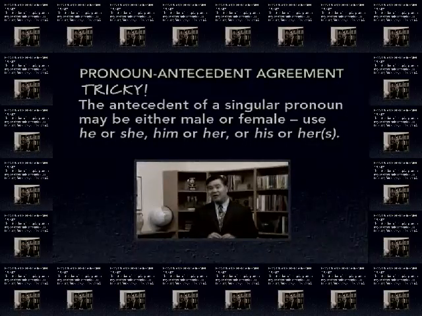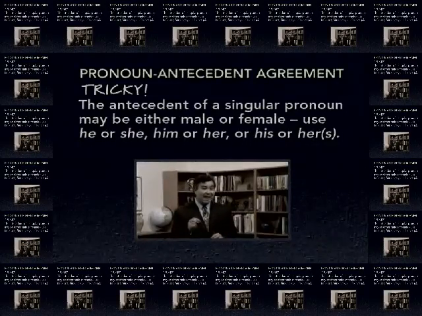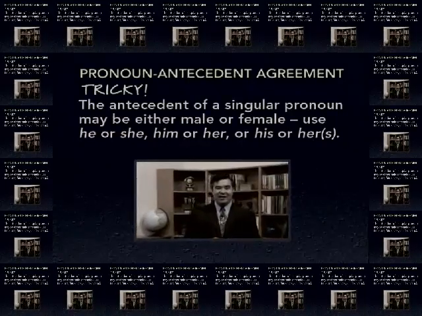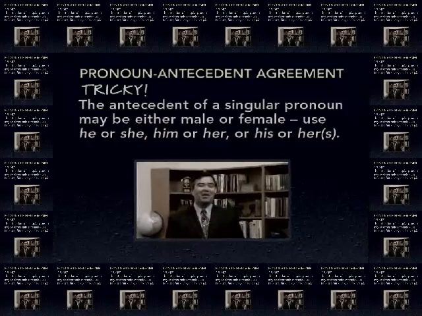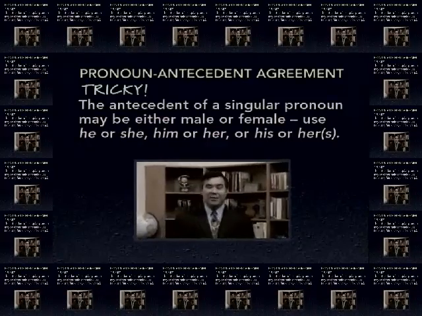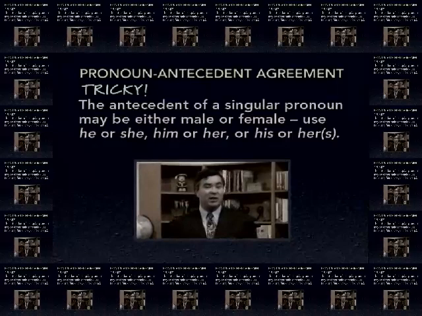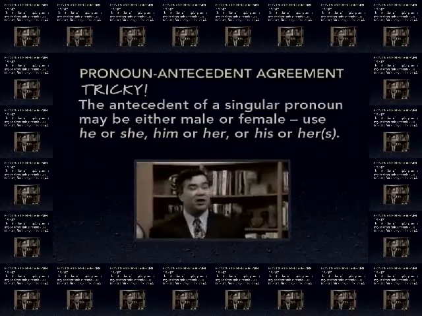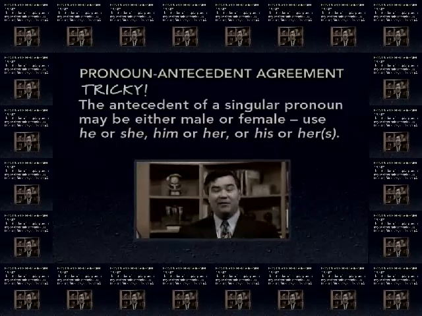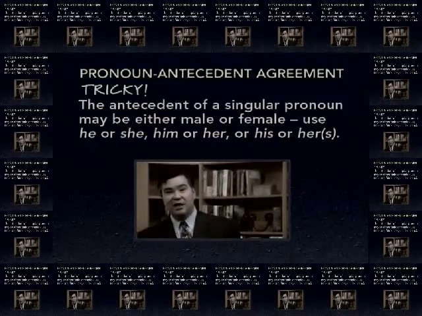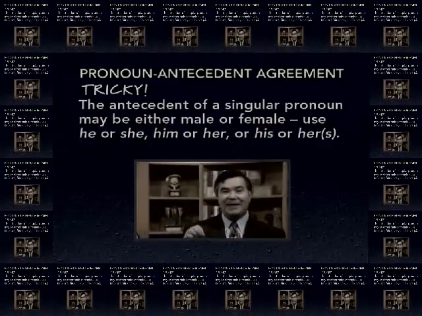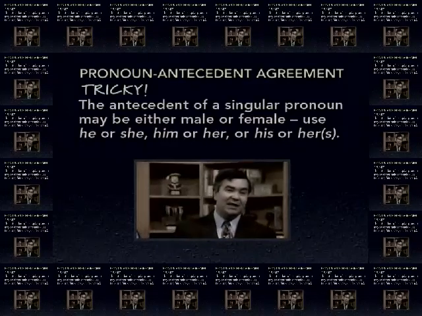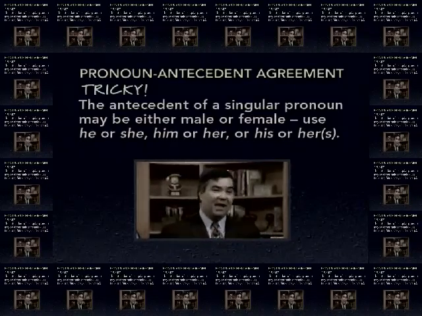Now, when the antecedent of a singular pronoun may be either male or female, you need to use he or she, him or her, or his or hers. Remember, we saw that with singular pronouns, gender is an issue, masculine and feminine. With plural pronouns, it's not an issue, because in English, there are no masculine and feminine genders for plural pronouns. So when you're setting up a singular pronoun, you need to know whether the antecedent is male or female. In most cases, this isn't difficult. You're either talking about a man or a woman.